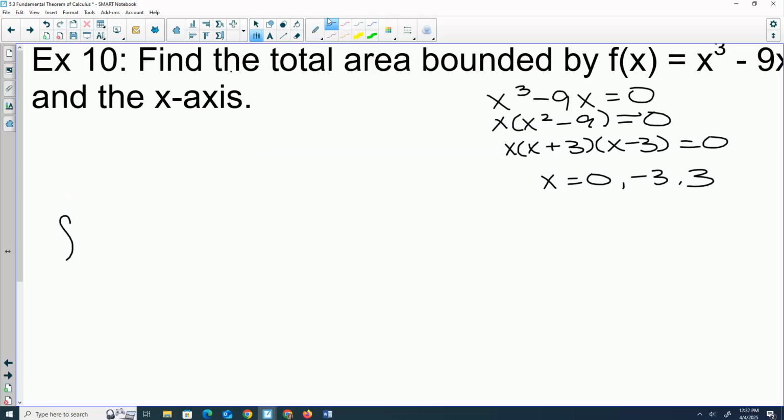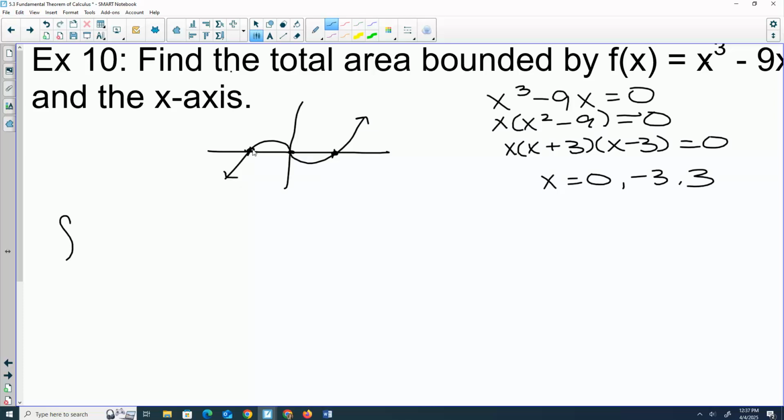This graph hits the x-axis at -3, +3, and 0. If you are in between -3 and 0, so if you have like a -1, -1 cubed is -1 plus 10, that's positive. If you put in a 1, you get 1 minus 9, which is negative. So the graph looks like this.